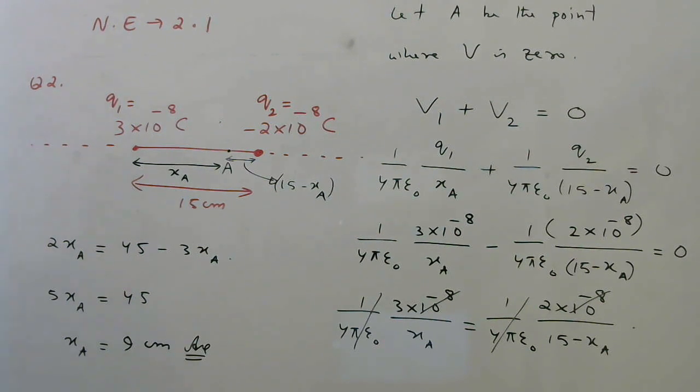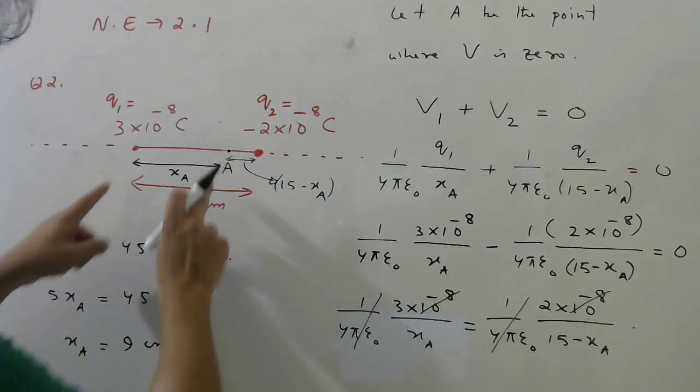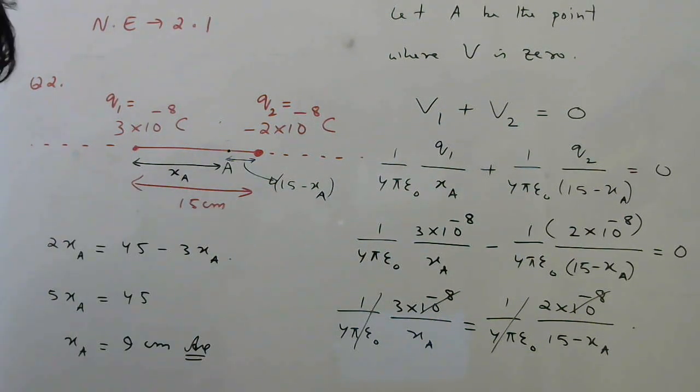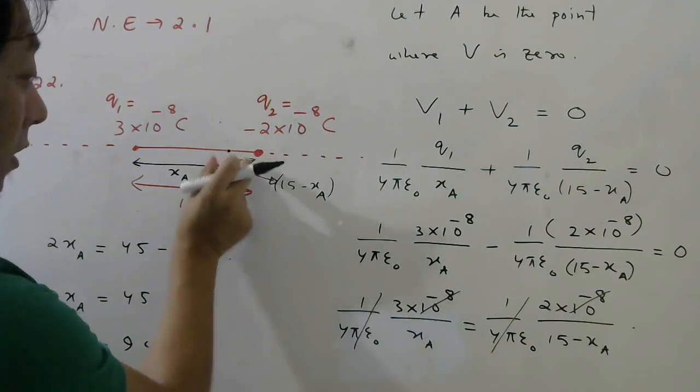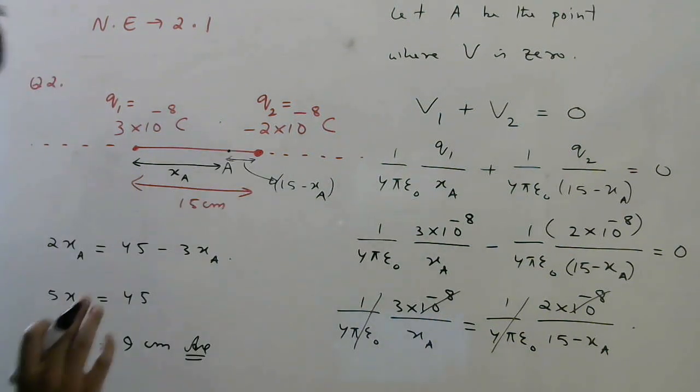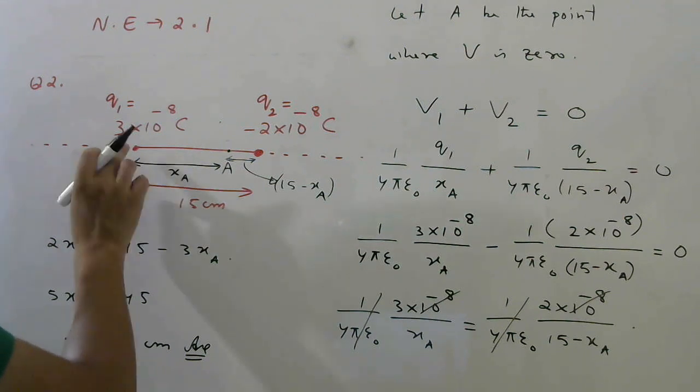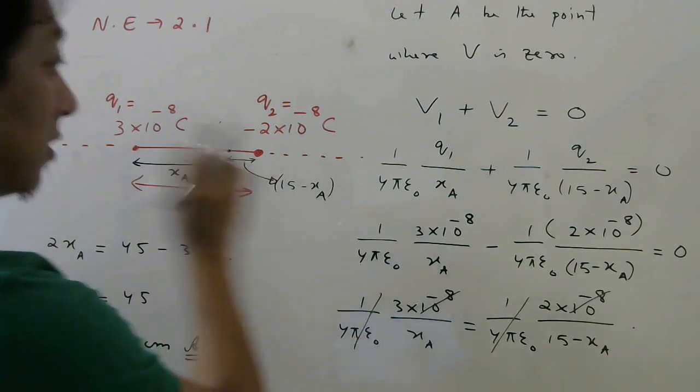So at which point potential is 0? 9 centimeter from this charge. What if they ask from this charge? It will be 15 minus 9 centimeter. Yes or no? So you can either give the answer from this charge or you can give from this charge.